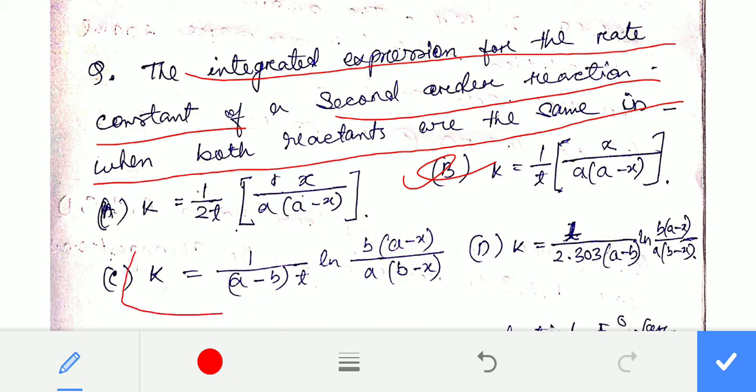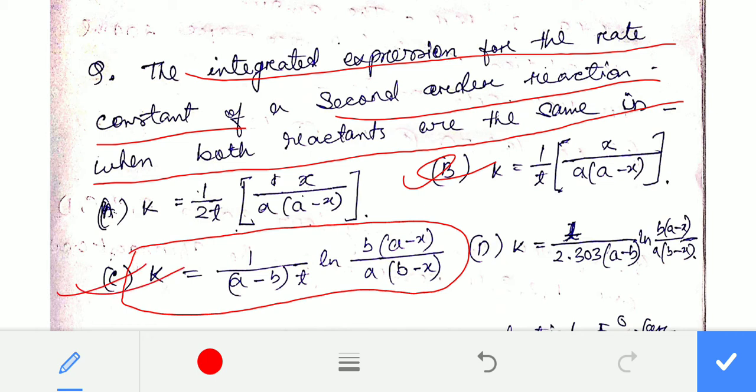Also, this is the expression when both the reactants are different. That is, a is the concentration of one reactant, and b is the concentration of the other reactant. So when the reactants are different, this is the rate expression for second order reactions. So for this question, option B is the right option. So moving to the next question.